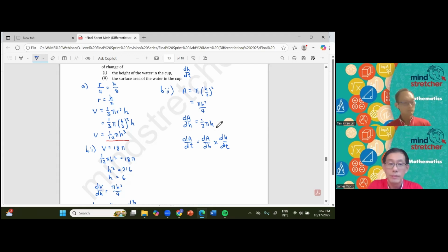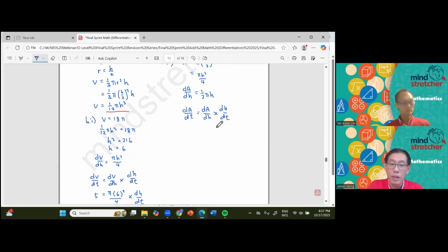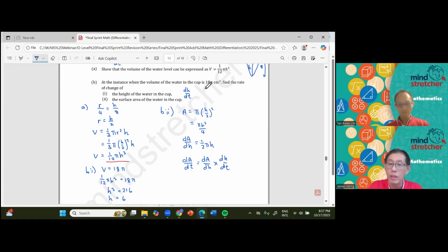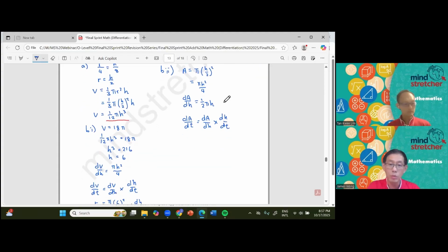So far? Once I got that, same thing. I want to know at the instant when your volume is 18 pi, which means my H is equal to 6. So let's see what we know here. Now I want to know my dA/dt. So let's see, do we know my dA/dH and my dH/dt? Yes, I will know, right?